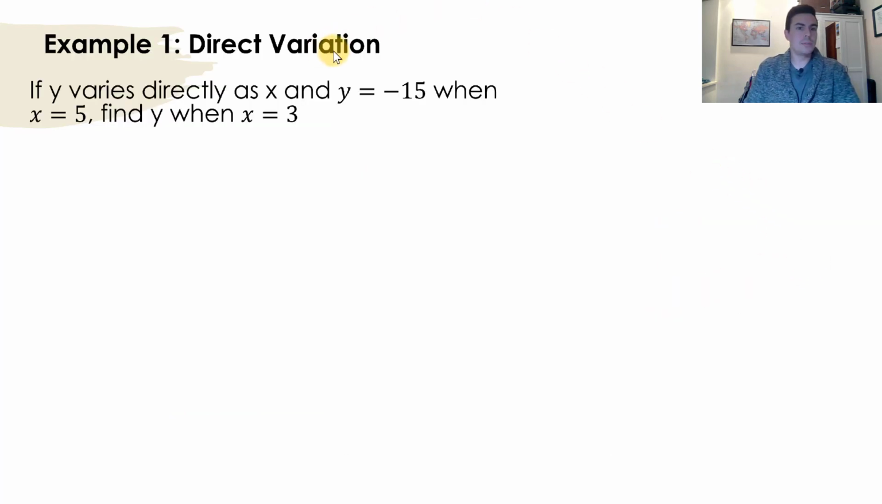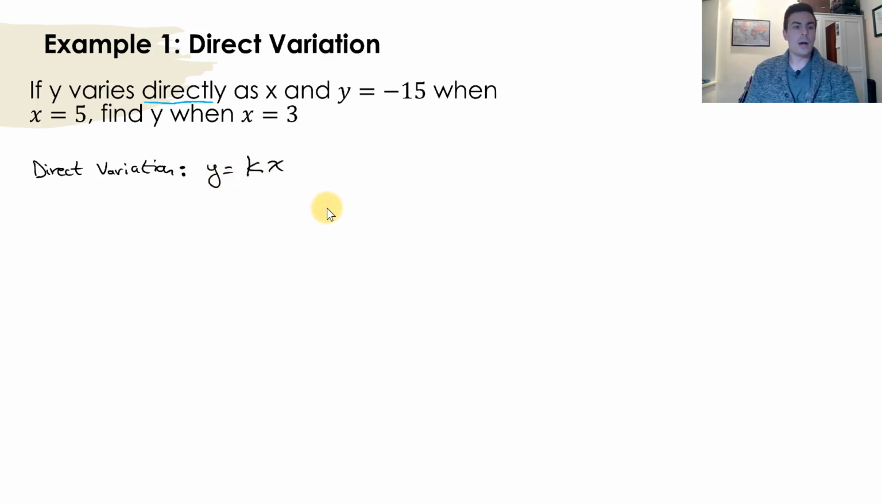Okay, first one is going to be direct variation. y varies directly as x, and y equals negative 15 when x equals 5. Find y when x equals 3. Since we see that y varies directly, we're going to use our direct variation equation that says y equals kx. Again, this is just sort of like a linear equation, right?